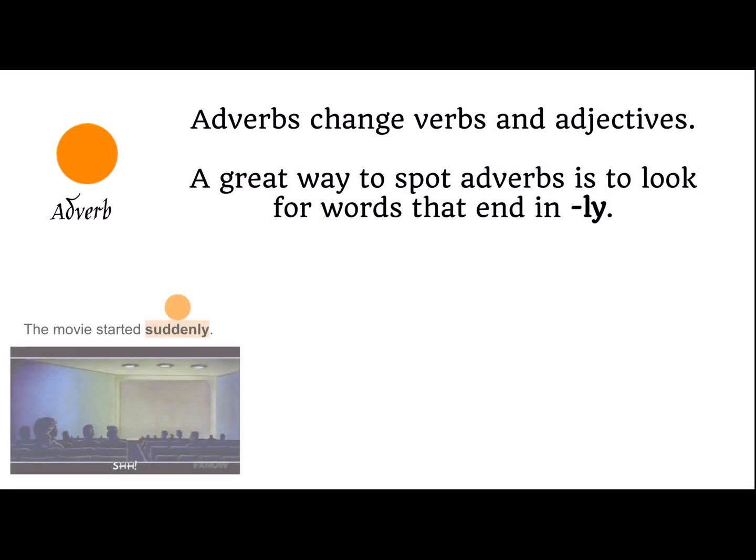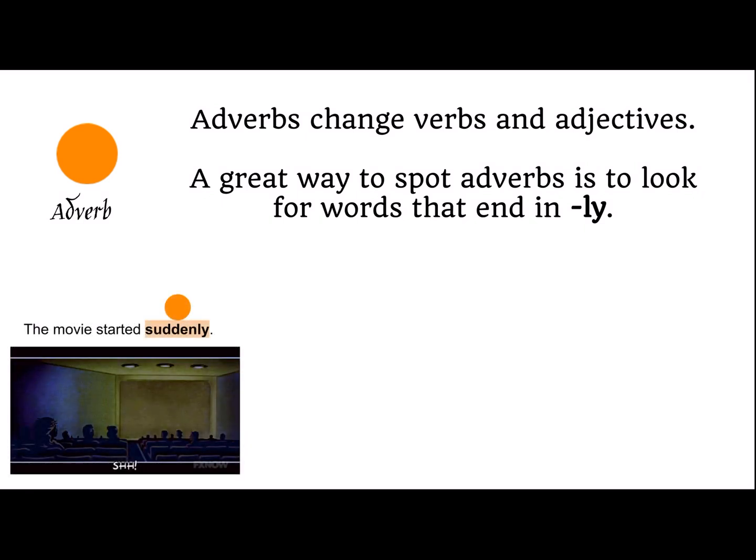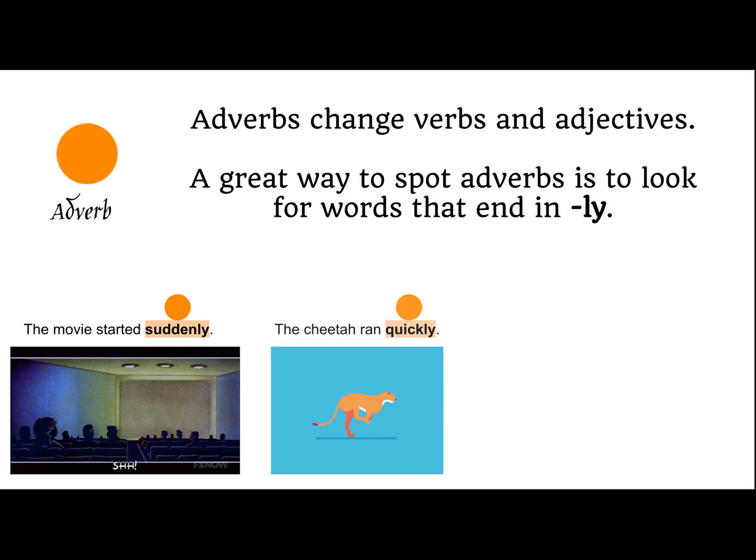I'll show you some examples here. How did the movie start? The movie started suddenly. See the ly at the end? So, I mean, a movie could start slowly. A movie could start quietly. There's lots of ways a movie could start. And in this example, the movie starts suddenly. A cheetah can run quickly. Quickly is an adverb. It describes how a cheetah ran. I don't think a cheetah would ever run slowly, but in this example, it's running quickly.